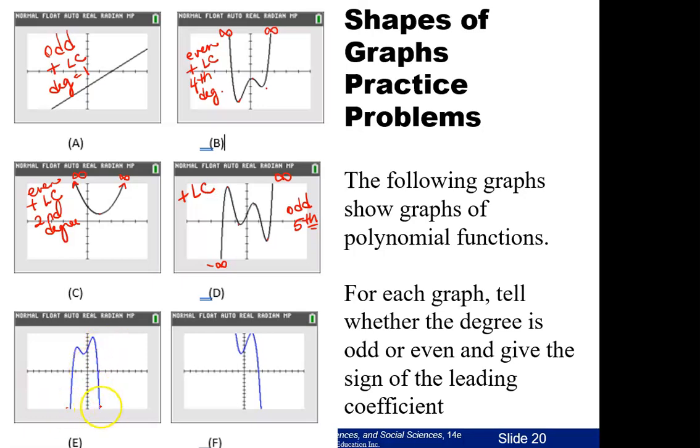This one goes and comes from the same direction, so it's going to be an even degree, but because it's negative infinity that it's going and coming from, it's going to be a negative leading coefficient, and it turns 3 times, so it would be at least a fourth degree polynomial. This one comes from infinity and goes to negative infinity, so that means it's going to be odd. It turns twice, so it would be at least a third degree polynomial, and it would have a negative leading coefficient.